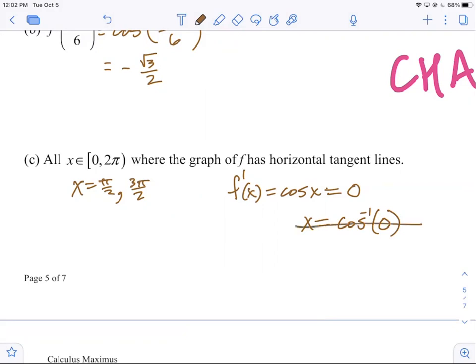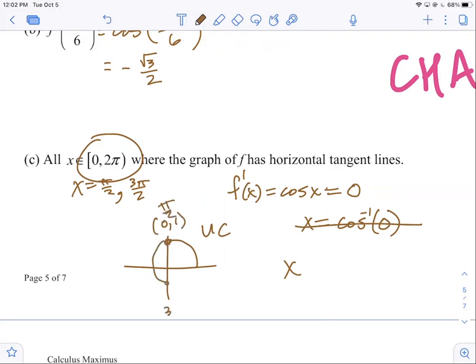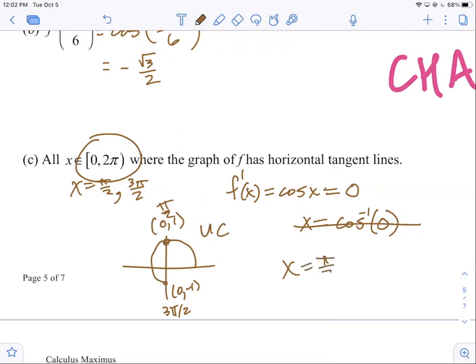I would just ask yourself, where within one rotation on the unit circle is cosine equal to 0? So now we're on the unit circle. Cosine is equal to 0 at pi halves, yes. And then down here at 3 pi halves, where it's (0, -1). Cosine is 0 when we're on the vertical axis, because that's when it collapses horizontally. So I can just say, oh, pi halves and 3 pi halves.